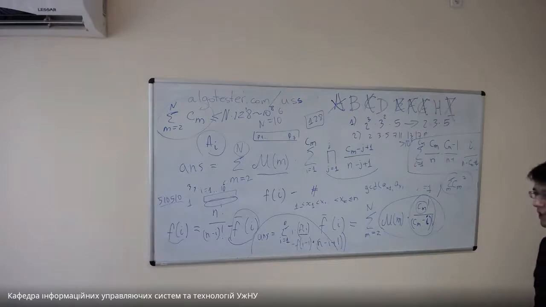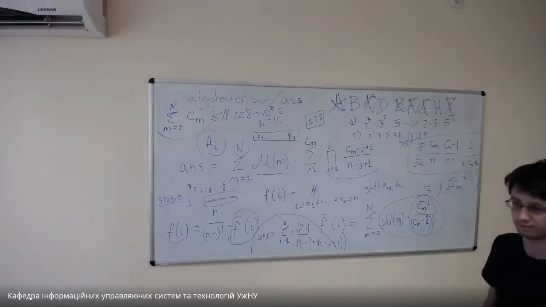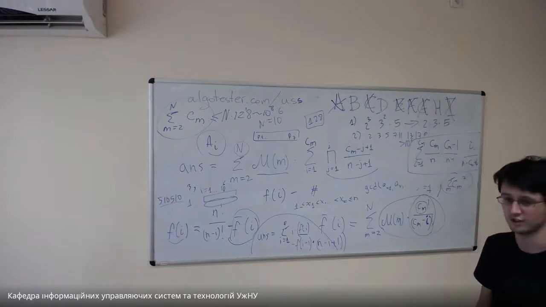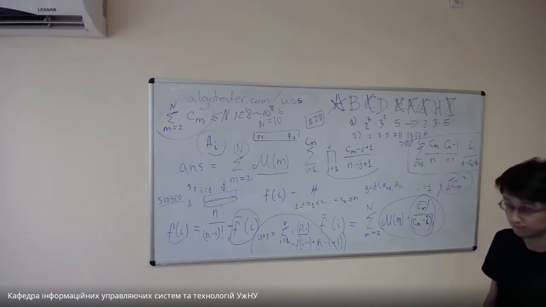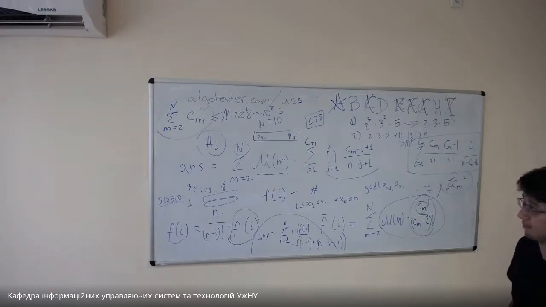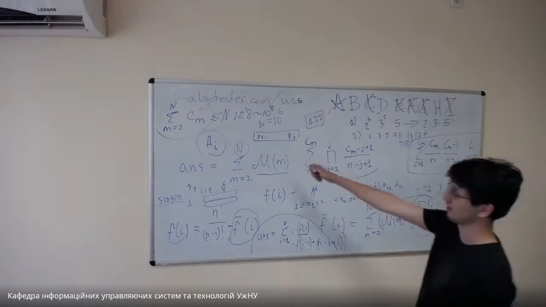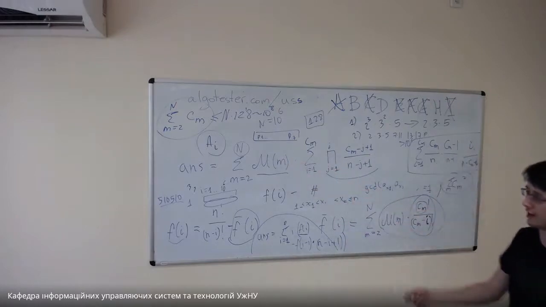Yeah. Does anyone know a better solution to this? How to find all c of m. The question is how to find all c of m, in a better way than just generating all masks and writing them.